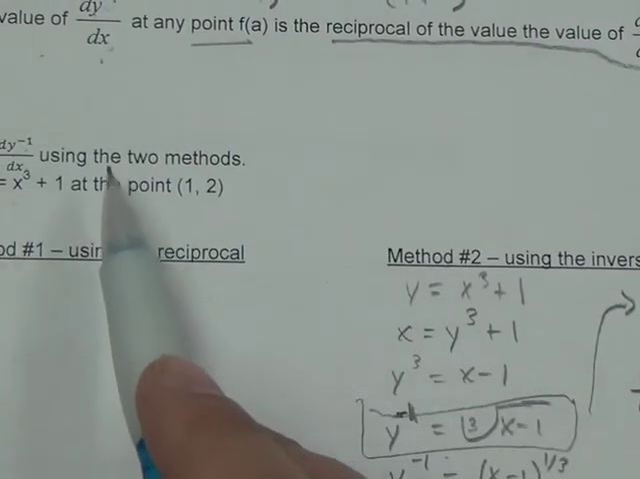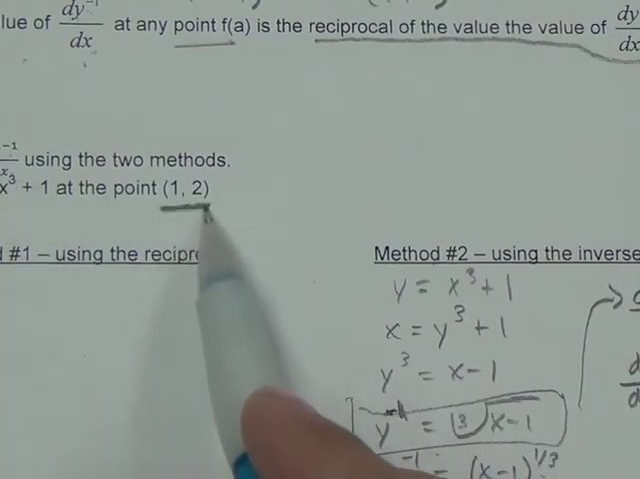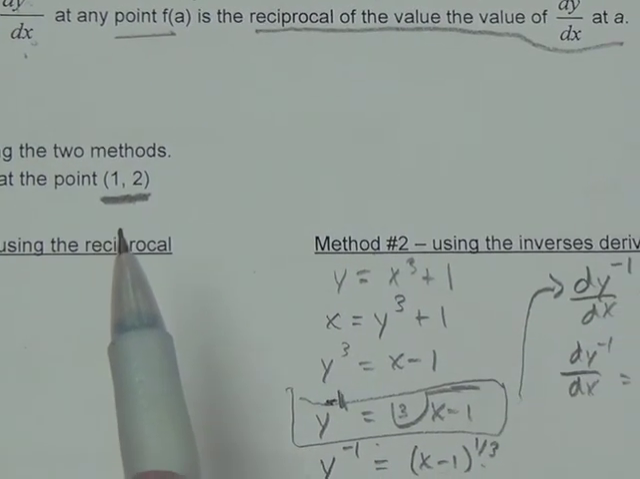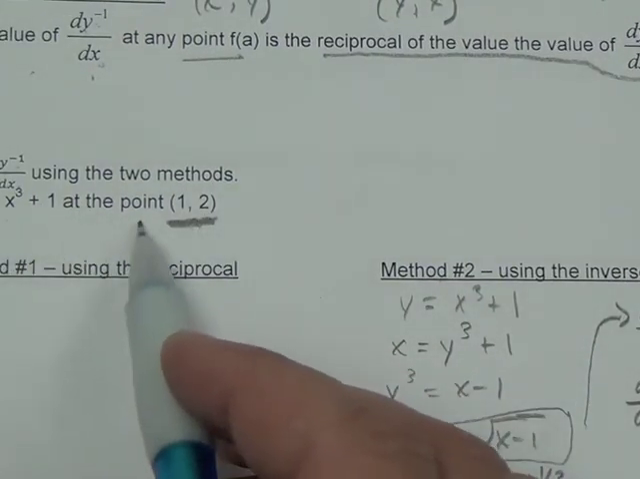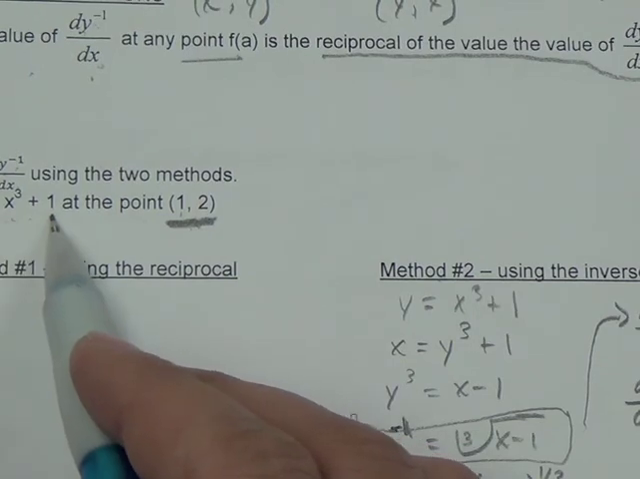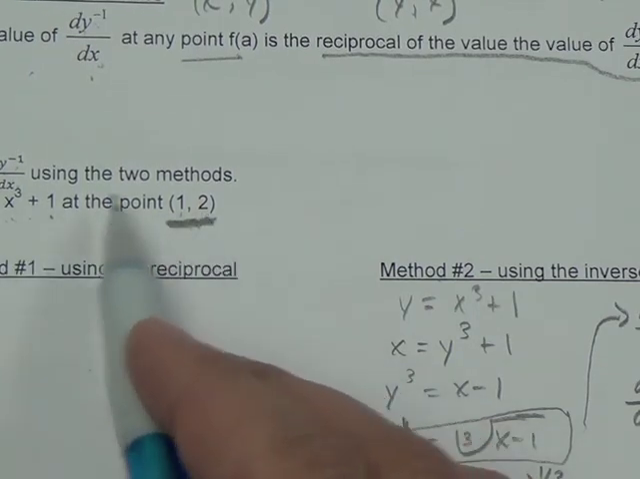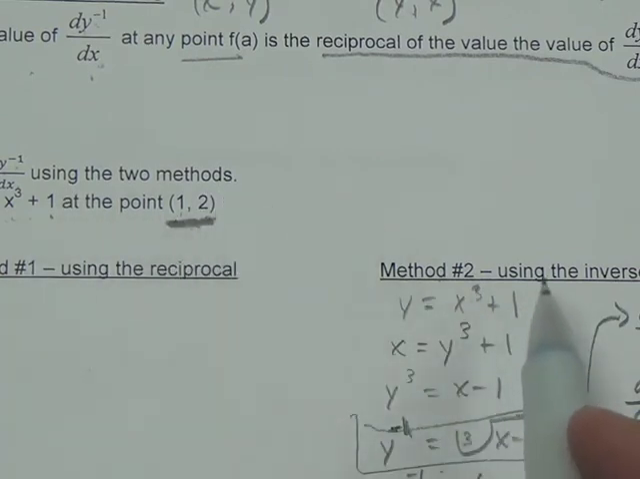If you go back to the problem, we wanted to figure out the derivative of the inverse at this particular point. Here's where this gets tricky. This point is on the original graph. So if I took the x value of 1, cube it, add a 1, I would get a y value of 2. So it's on this point. This point is not on the inverse.